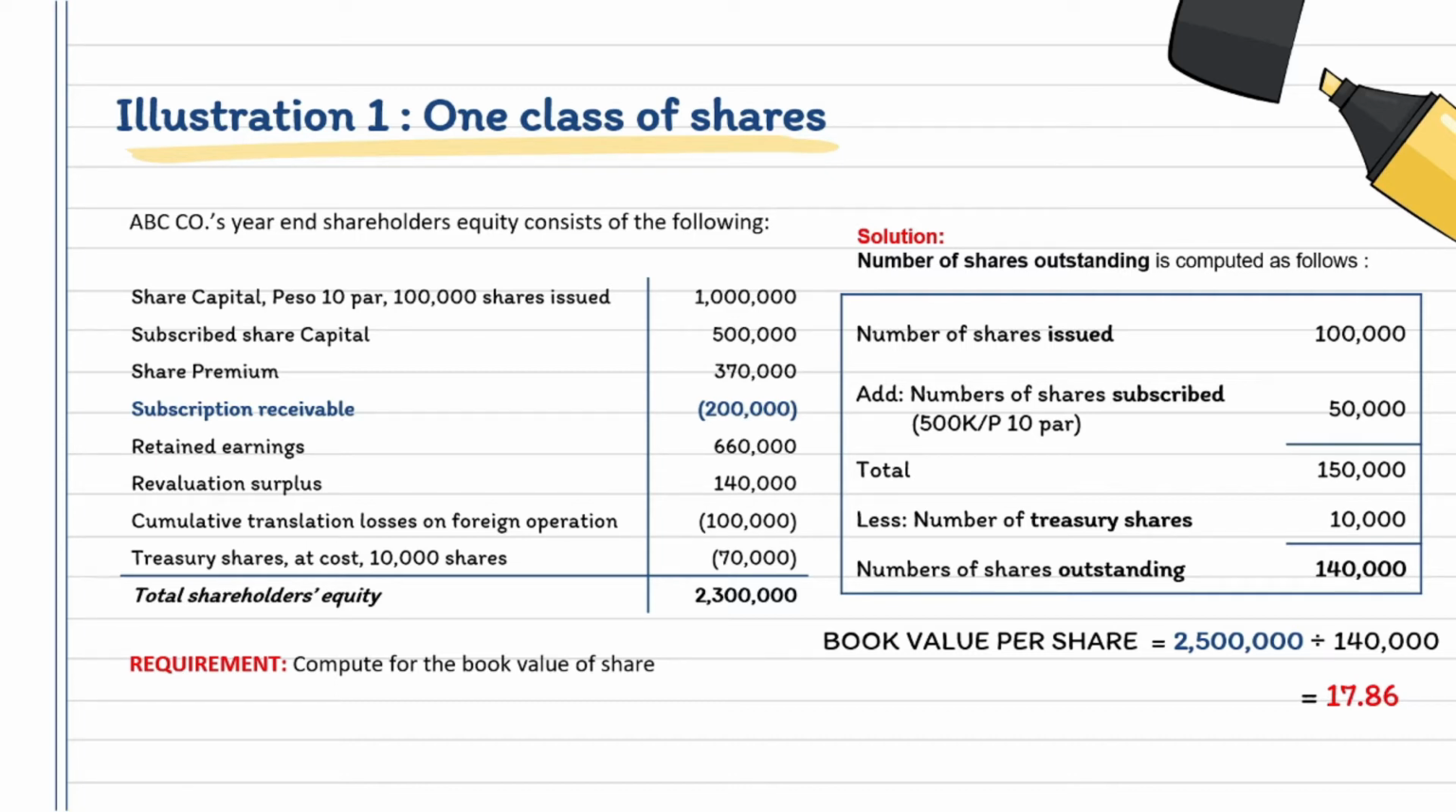So, bakit 2.5M at 2.3M lang yung nasa given? Kung mapapansin nyo sa given, dineduct yung subscription receivable na 200K. Sabi natin kanina, for the purposes of computing BPPS, hindi siya dinededuct sa total shareholders equity. Therefore, i-add back natin siya or pwede rin na i-ignore na lang natin siya when computing for the total shareholders equity. So, going back, 2.5M divided by yung na-compute natin kanina na number of shares outstanding na 140K, and we will get 17.86 which should be our BPPS.